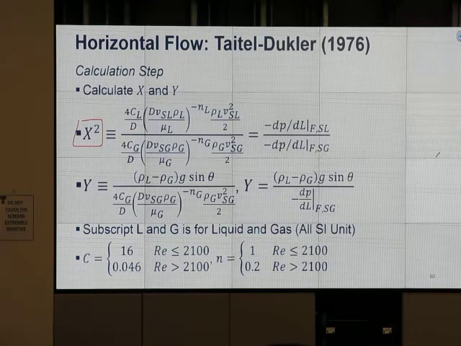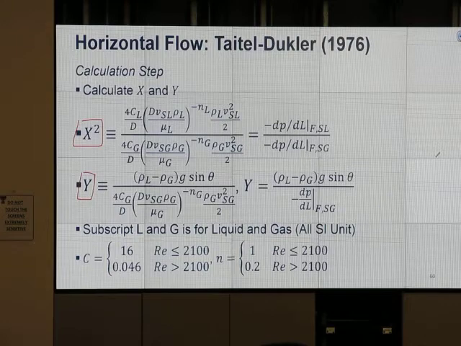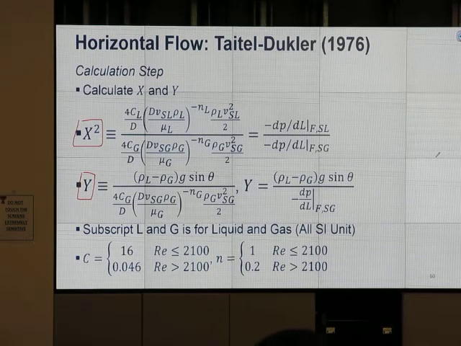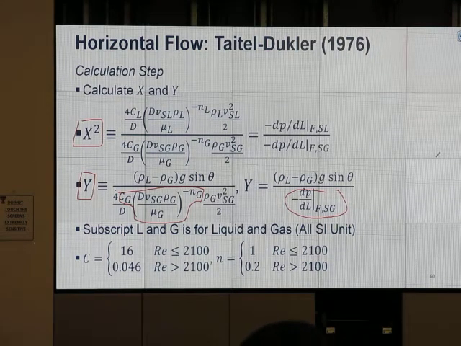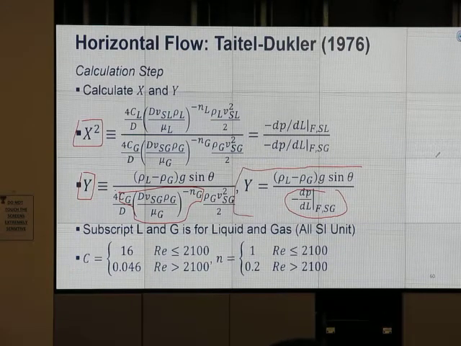The next one is the dimensionless gravitational term, Y, capital Y. Capital Y is 0 for horizontal flow, more than 0 for upward flow, less than 0 for downward flow. I have delta rho g sine theta divided by minus dP/dL sub FG. And this is the Fanning friction factor, rho V squared over 2D, or 2f rho V squared over D. That's capital Y. It's just put the numbers in the calculator and get the right value.